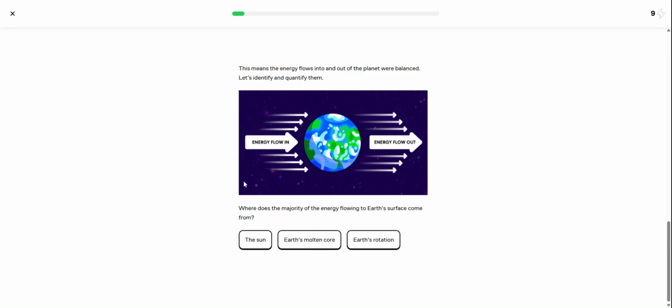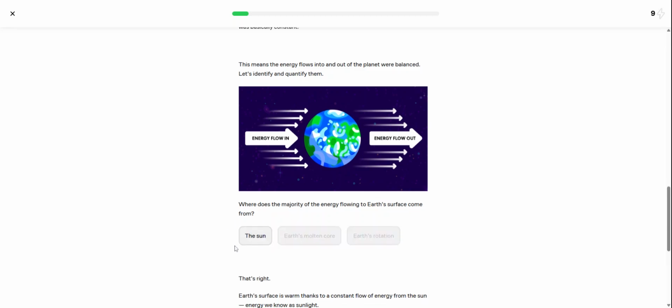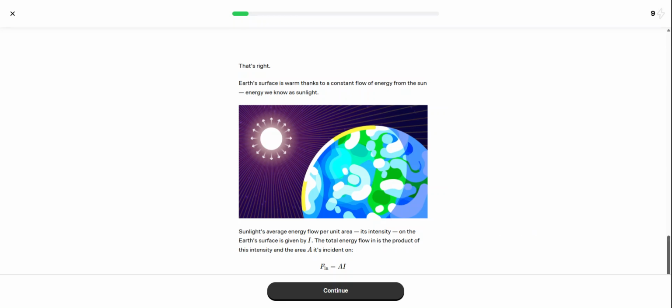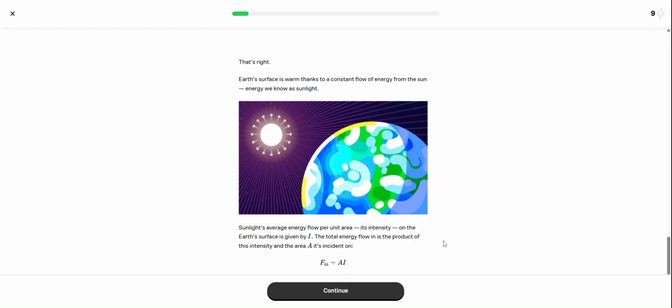So you see this diagram that I just explained? Where does the majority of energy flowing to the Earth's surface come from? Of course, it can't be the Earth's molten core or rotation. It must be the sun. That's right. You got it. The Earth's surface is warm thanks to a constant flow of energy from the sun. Energy, what we know as sunlight.